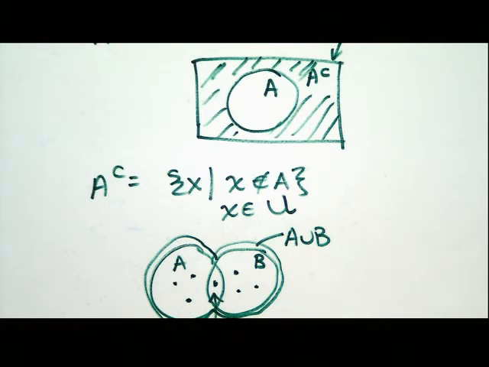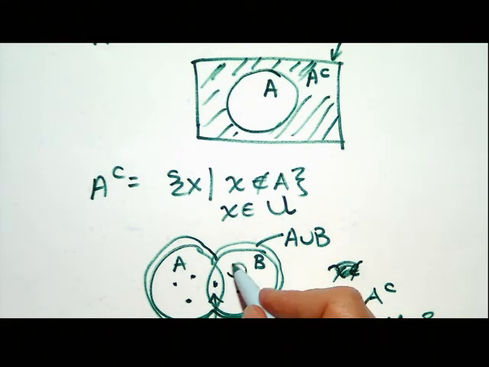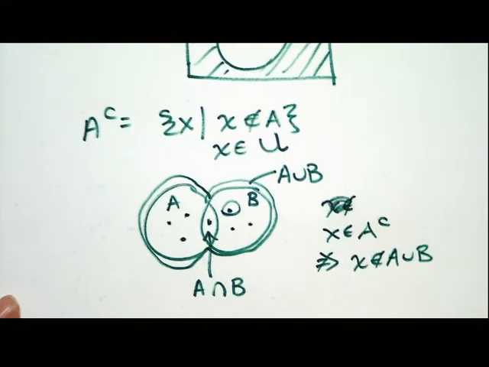Now, is it possible for something that's in A complement to be in A union B? I'm sorry. So X is in A complement does not imply that X is not in A union B. Okay? Because it could be here, right? That point right there is an example of something in A complement that is in A union B, because stuff can come from B that actually doesn't overlap with A. Yes, thank you.